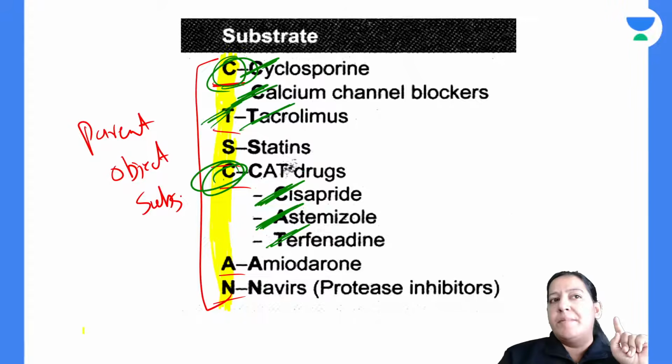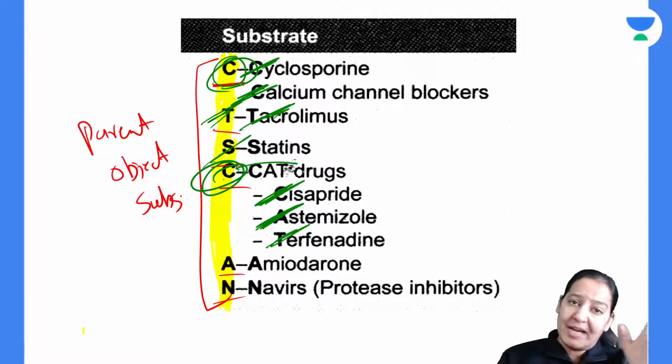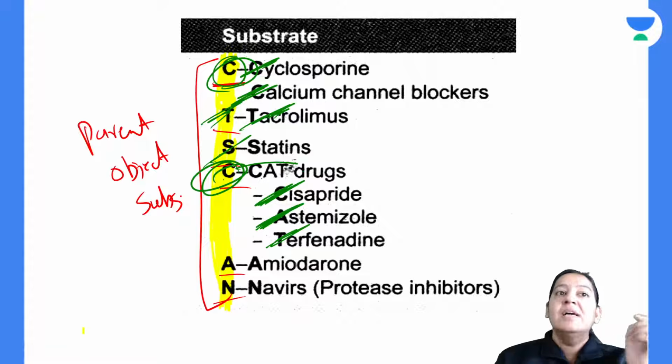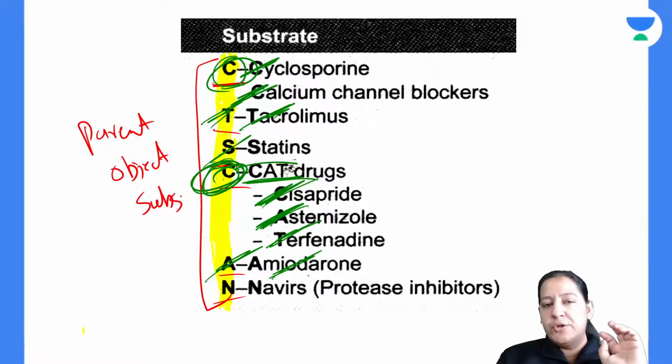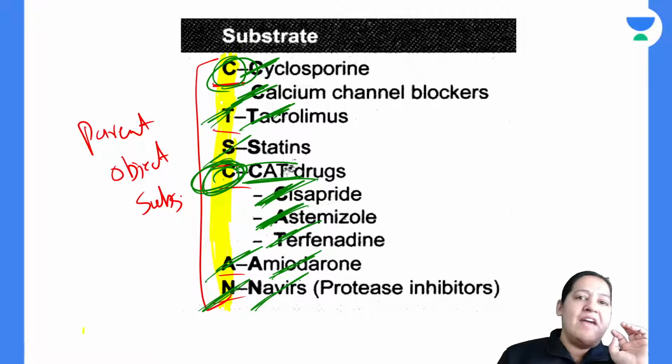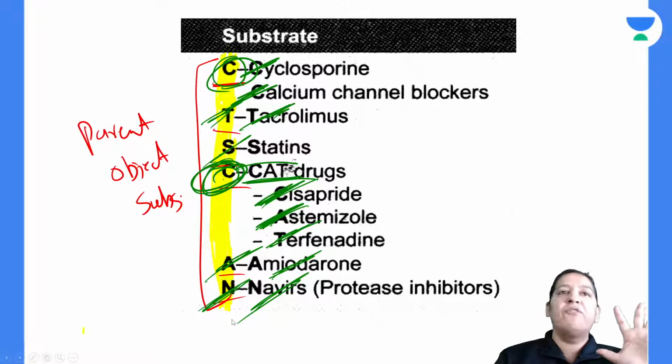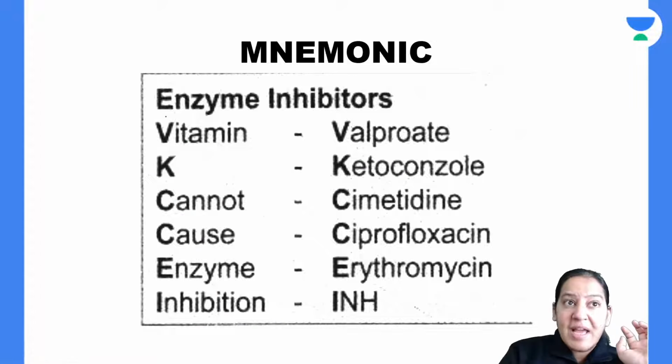T stands for tacrolimus. S stands for statins. You know statins are the drugs to lower cholesterol, right? Another C is for another mnemonic, CAT. You should know the full form of CAT. A stands for amiodarone, and N stands for Naviris. Please learn the full form. These are the substrate drugs.